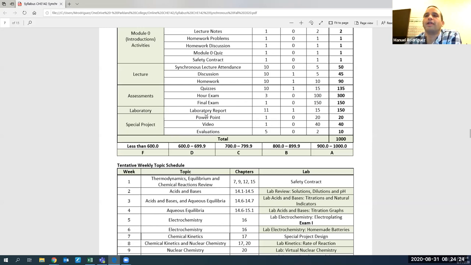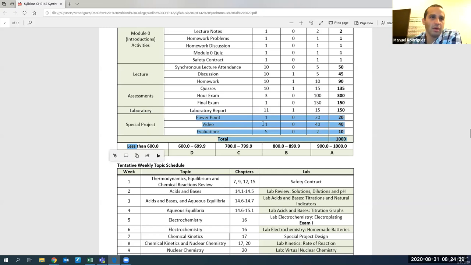For laboratories, we have 11 laboratories. One of them is dropped. Those are the points. And at some point, we are going to work with a special project, but I'm going to not talk about it right now. It's about 70 points total. So basically you're going to have a topic, you're going to do some sort of experiment at home, you're going to work in groups, and you're going to present it. Does that make sense?